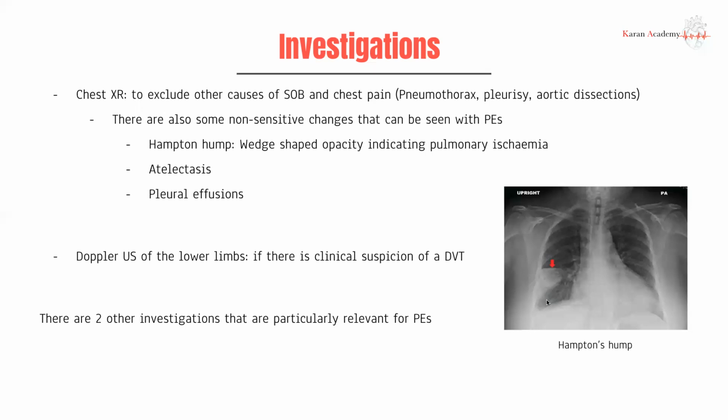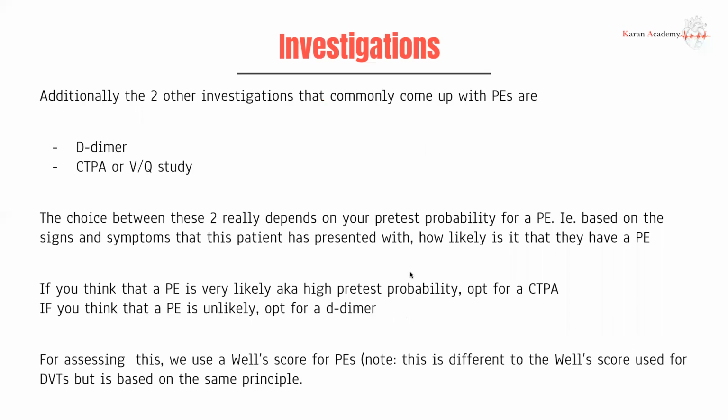There are two other investigations that are particularly relevant for PEs, and it's very common for you to be asked about them in exams. And I want you to know the differences really well. So the first one is a D-dimer, where we've already talked about that. But the two other ones are a CTPA or a VQ mismatch study. Now, the choice on whether you want to do imaging of some sort, so CTPA or VQ versus a D-dimer, depends, again, on your pretest probability. Again, there is a Wells score for PEs, and if they're low risk, you can give them a D-dimer, high risk warrants an imaging study.